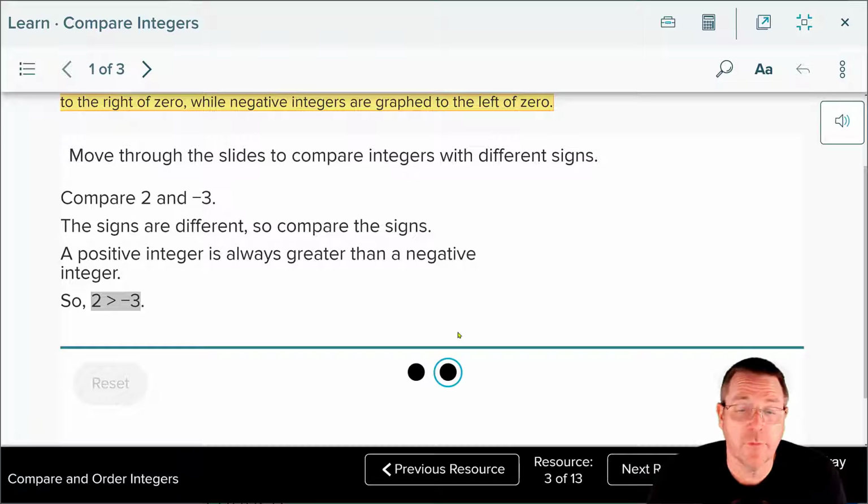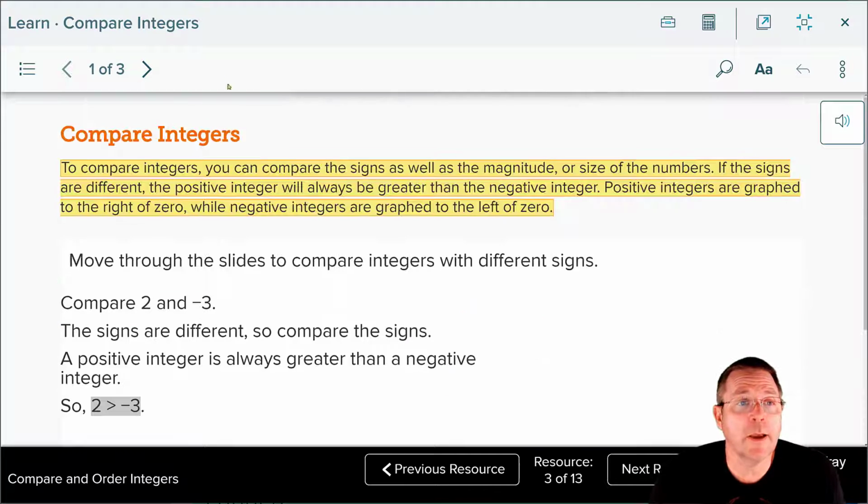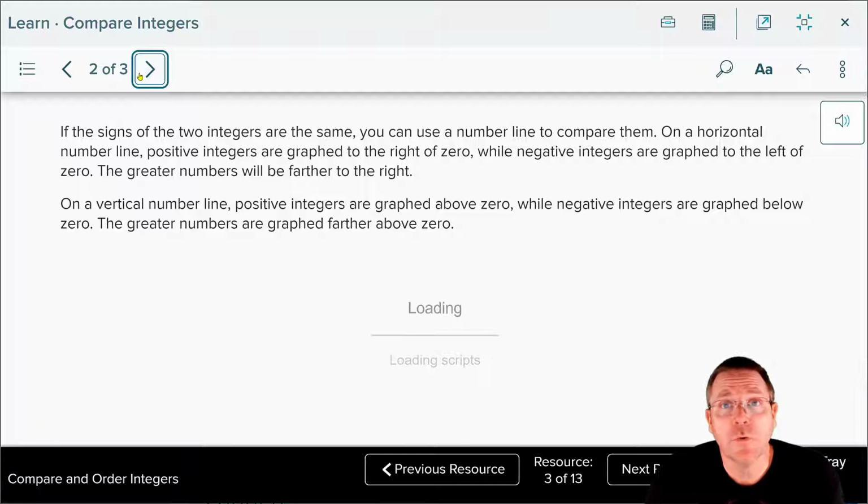That's not a very difficult concept. I would hope that by the time you all arrived in 6th grade, you would have figured that a positive number is going to be bigger than a negative number. Let's keep moving.